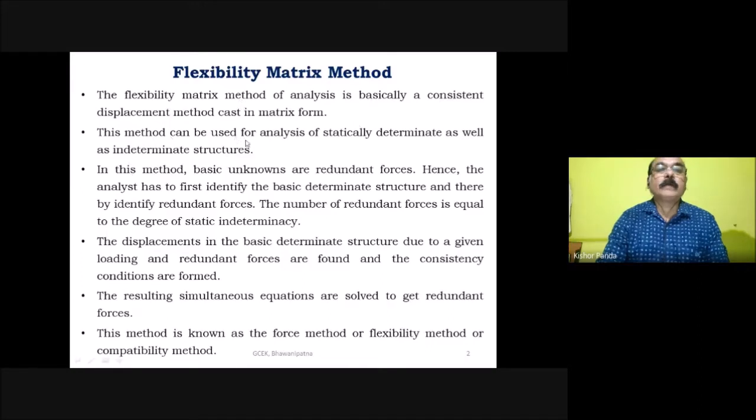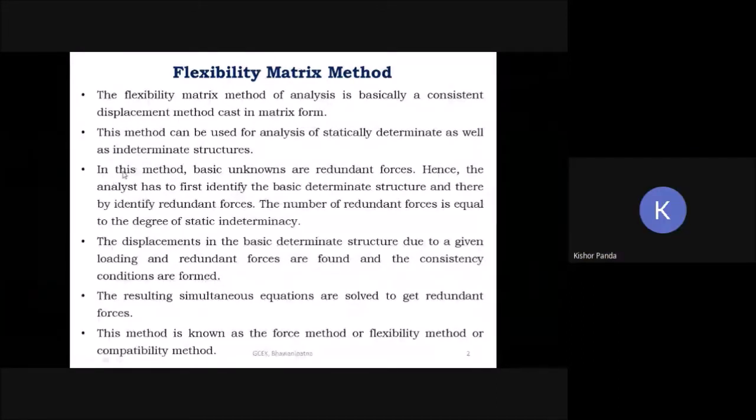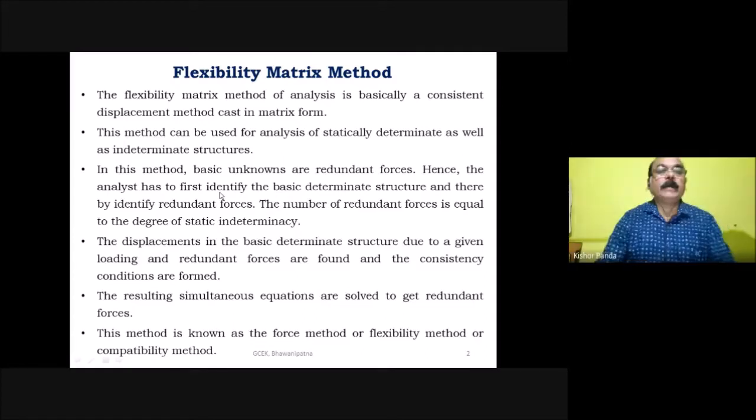This method can be used for analysis of statically determinate as well as indeterminate structures. In this method, the basic unknowns are redundant forces. Hence, the analyst has to first identify the basic determinate structure and thereby identify the redundant forces. The number of redundant forces is equal to the degree of static indeterminacy. So first you have to make the structure determinate, and you have to identify the redundant forces.